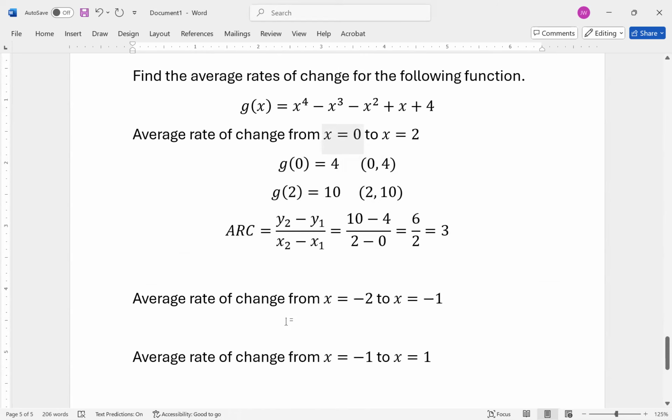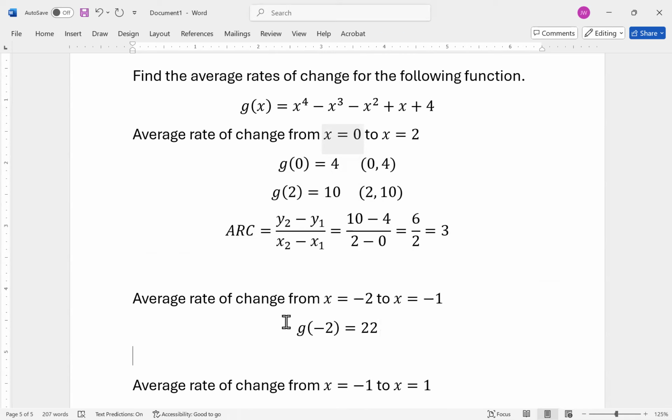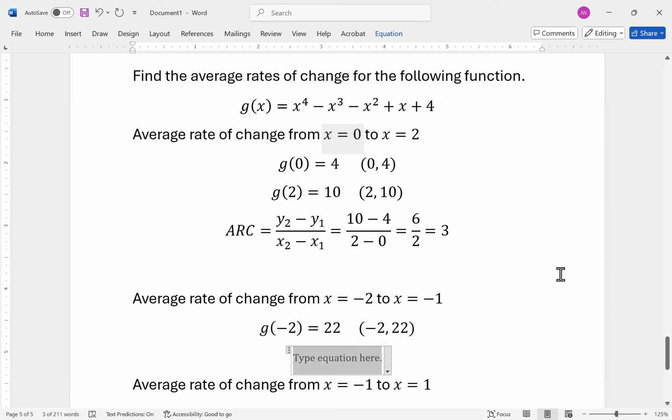Let's do the calculations for this next one. Again, the first thing I'm going to do is find the points I'm using. If I plug in -2, I get a 22. So we were at the point (-2, 22). That was one we found before as well. If I plug in -1 into my function g, turns out I get a 4. Again, that was one of the ones we found before as well.